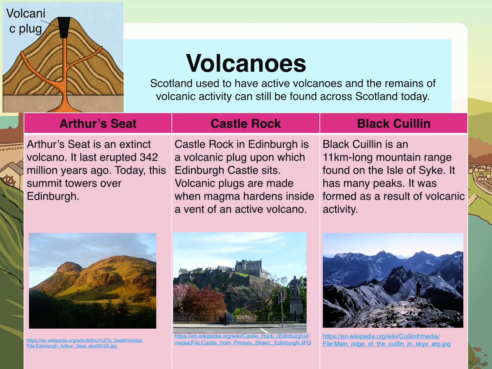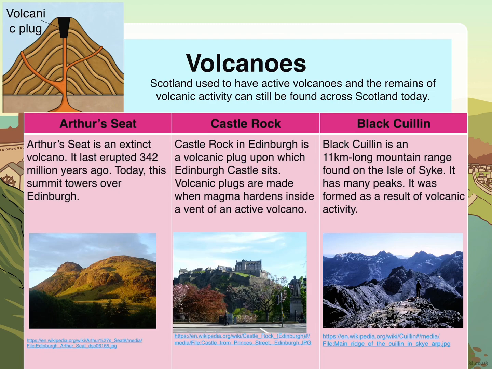So we have Arthur's Seat. That's an extinct volcano. It was active up to 342 million years ago, and that's in Edinburgh. You've got Castle Rock in Edinburgh, and it's a volcanic plug on which Edinburgh Castle sits. So where Edinburgh Castle sits, that's a volcanic plug, and it's made with magma that hardens inside the vent of an active volcano.